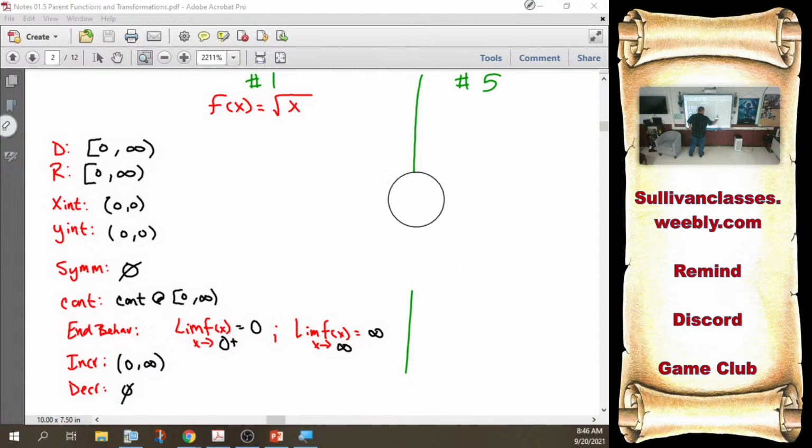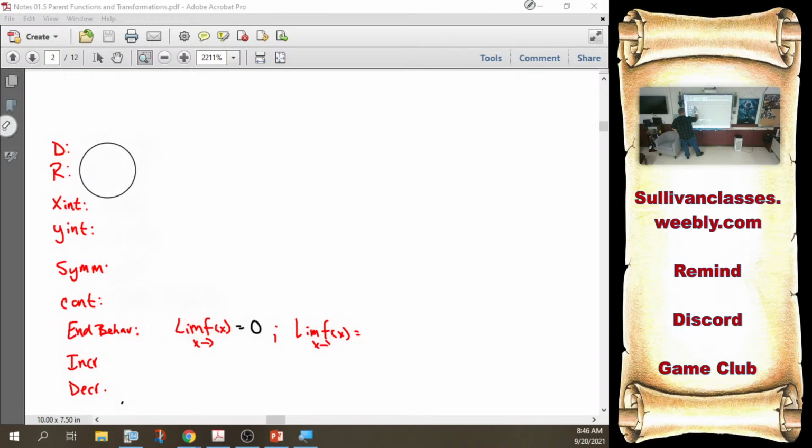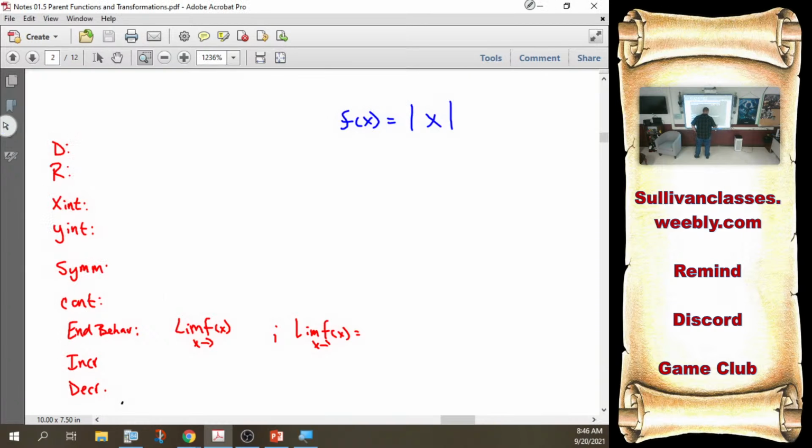So, we're going to do the same thing, except number 1 is absolute value of x. You got to know what that looks like. Go!